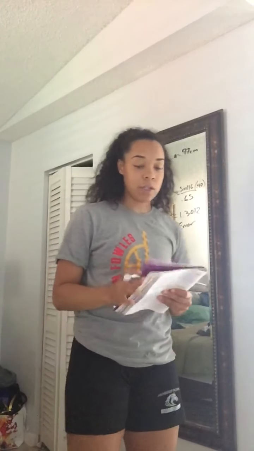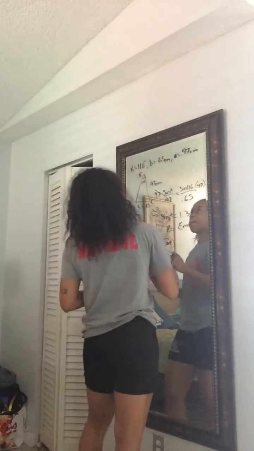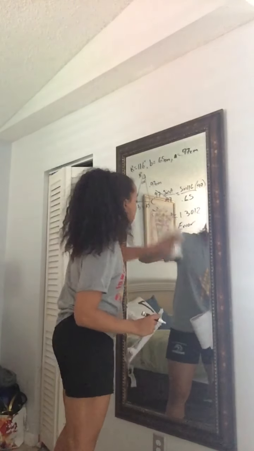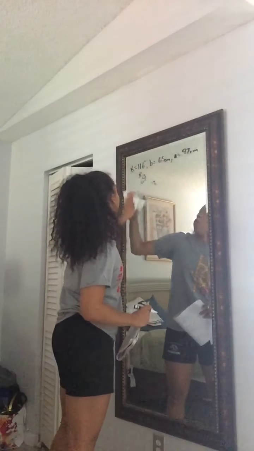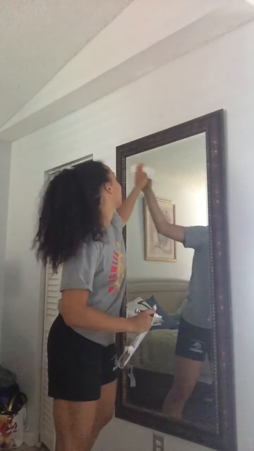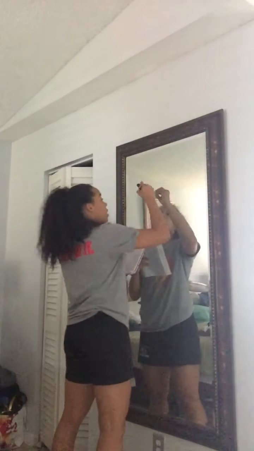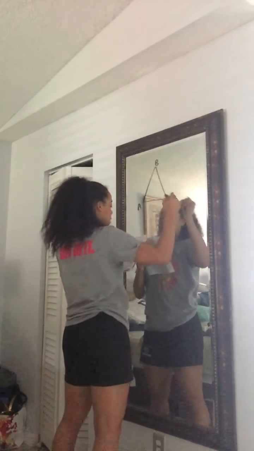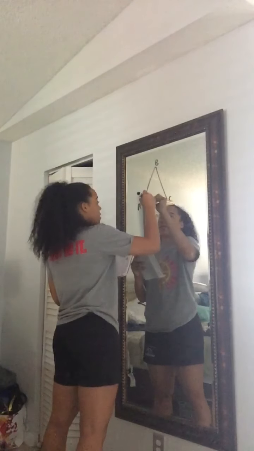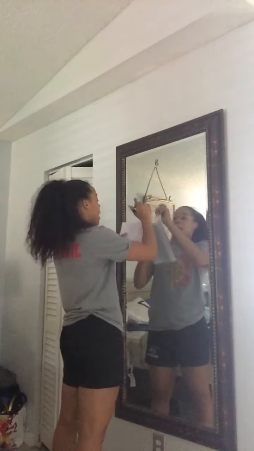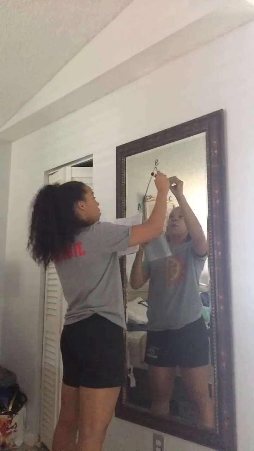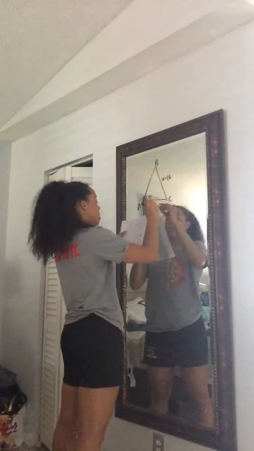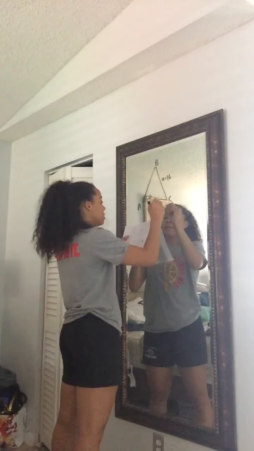Okay, so question 15, you want to solve for B. Okay, so we want to solve for B. I'm going to draw a triangle A, B, C. Angle A is 60 degrees. Side A is 16 centimeters. Side B is 18 centimeters.